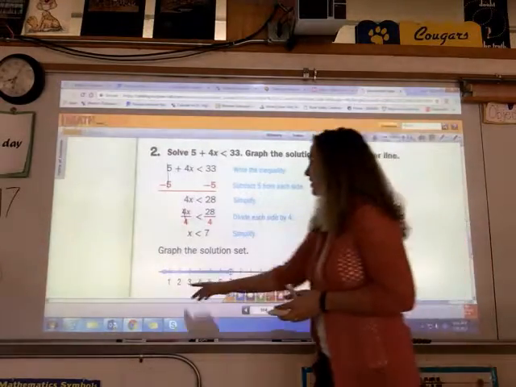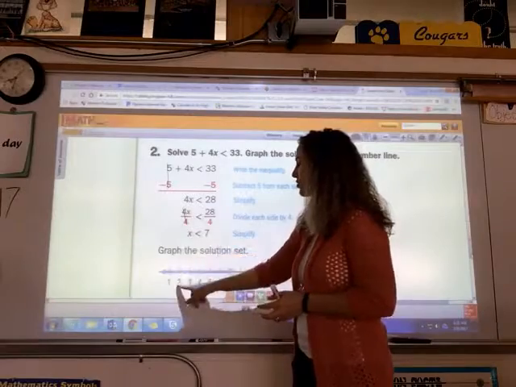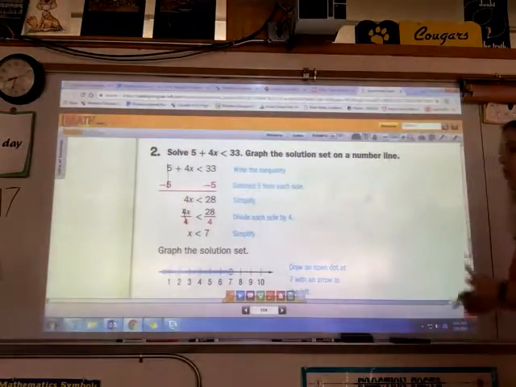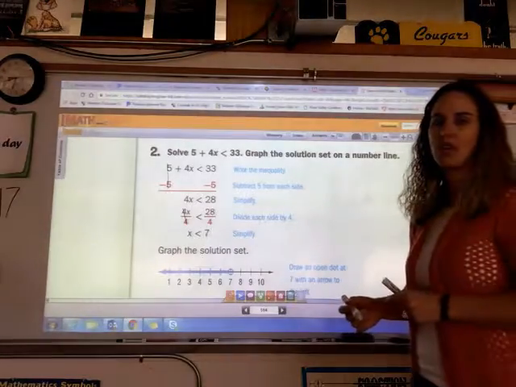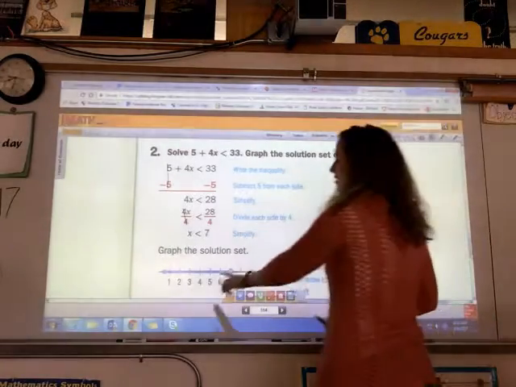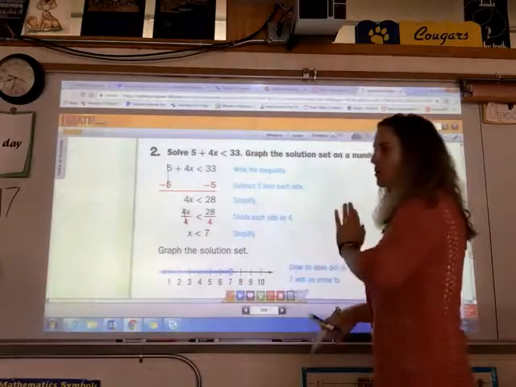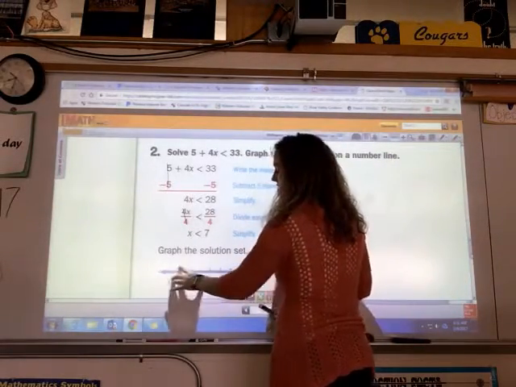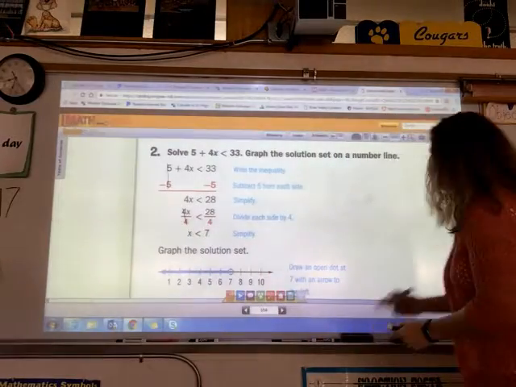Now I'm going to check it. Let's pick the number 2. Is 2 less than 7? Yes, it is, so I know that it's graphed correctly. One of the things that I would strongly encourage you to do as you're graphing these is to go back and double check to make sure that when you have darkened it in a specific direction, those numbers that are there match and make that work.